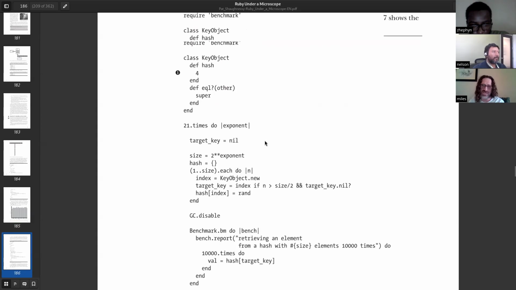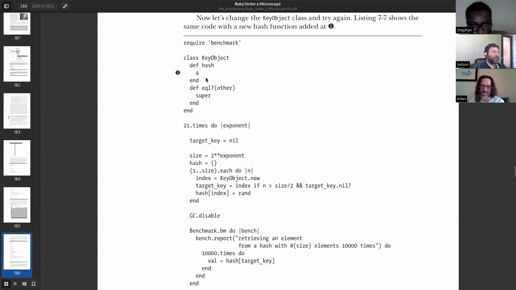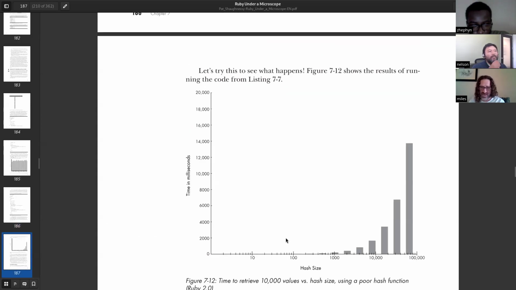Okay, so now he goes through and does the experiment again, but this time with the lousy hash method. And we get this, where the performance is just out the window. So this is actually Newton, earlier when you were asking about an array. If you had an unsorted array you had to look through, this is what the graph would look like. As the structure grows, the time it takes to look stuff up goes up linearly.